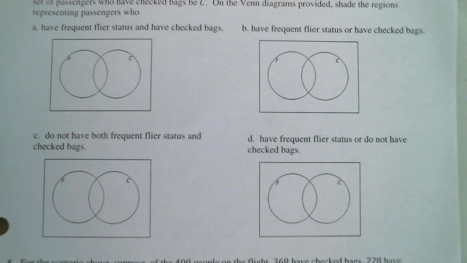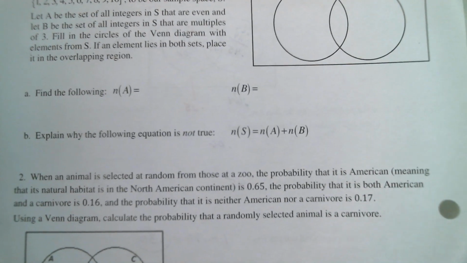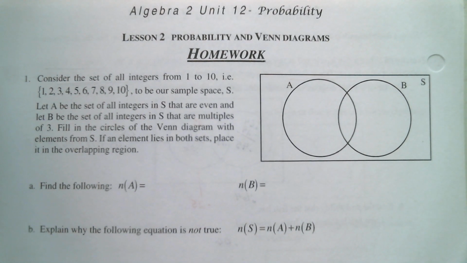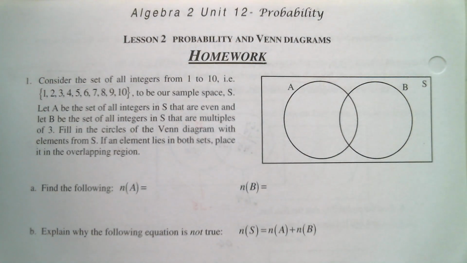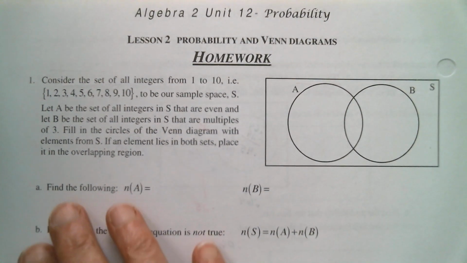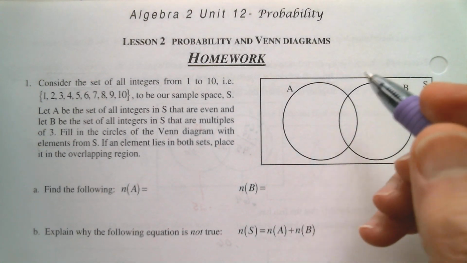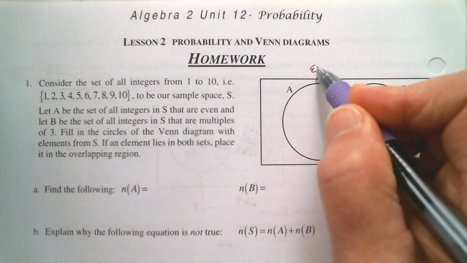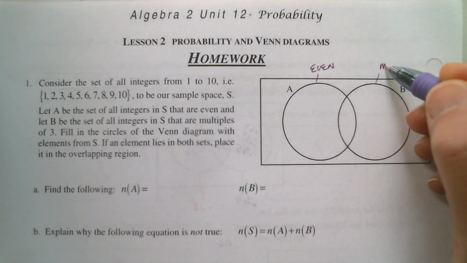So you have the 3 pages for homework. But I do feel as if I just need to explain number 1 to you of the homework. It's page 403. It says, consider the set of all integers from 1 to 10 to be our sample space. Let A be the set of all integers in S that are even, and let B be the set of all integers in S that are multiples of 3. So these are multiples of 3.